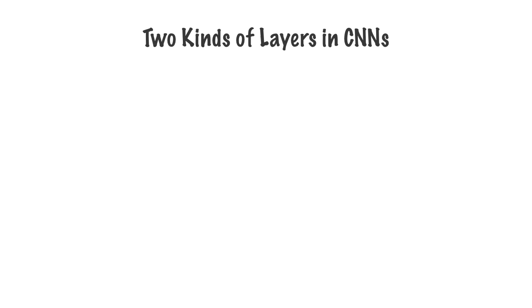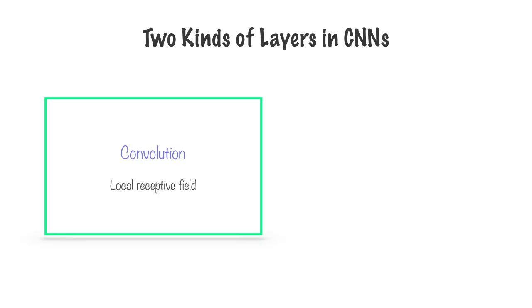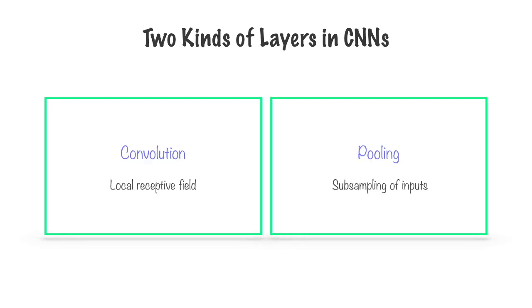Now, there are two basic kinds of layers in convolutional neural networks. The first of these is the convolution layer. This is the layer where every neuron has a local receptive field and it responds to stimuli only from that receptive field. And the next is the pooling layer. The pooling layer you can think of as an averaging layer where it basically looks at the previous layer and tries to subsample the inputs from that layer.